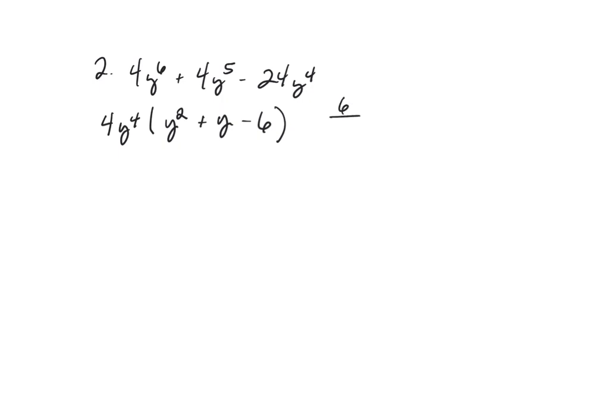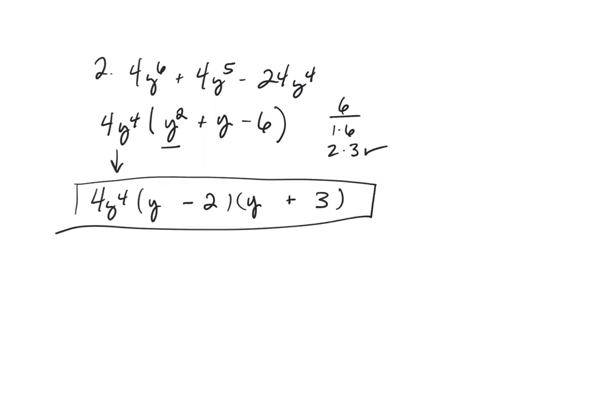For this case, we need two numbers that multiply to get us 6 and subtract to get 1. So 2 and 3 work. So don't forget to pull your 4y to the 4th down. And I'm going to put, because I have a y squared, I know that both of these terms are y. I'm going to put 2 on one side, 3 on the other, and our instructions for a case 4 tell us that the bigger number, which is 3, is going to carry my positive sign. So that's problem number 2.